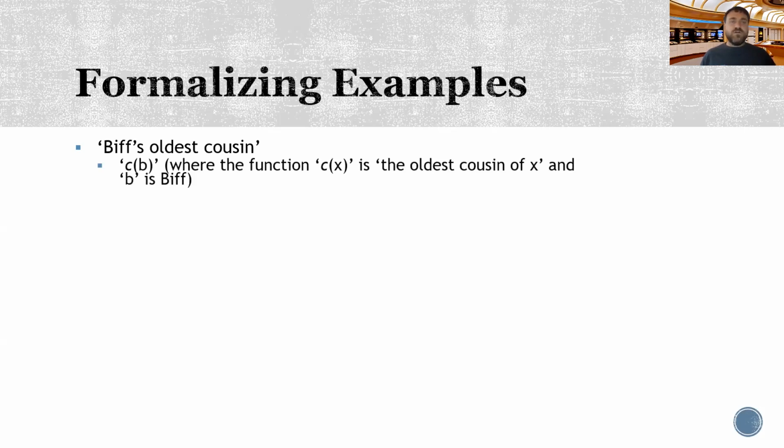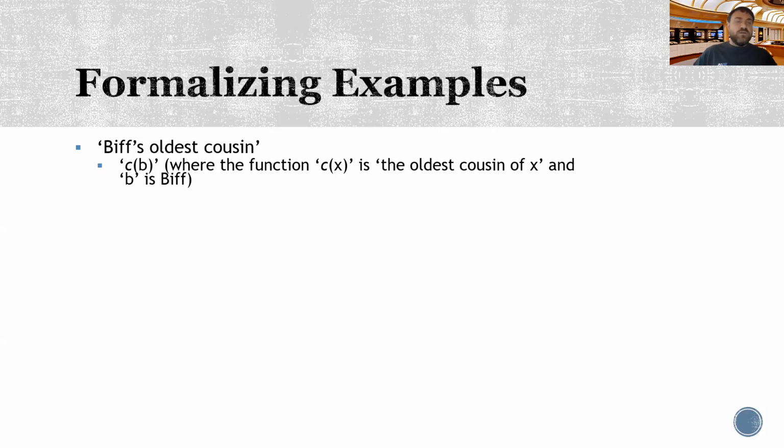And so here's some examples of formalizing where you would want to use a function in your formalizing. So, for example, if you want to talk about Biff's oldest cousin, so if you want to say, like, Biff's oldest cousin jumped out of an airplane, then you'd have "blank jumped out of an airplane" as your predicate, and then Biff's oldest cousin is going to have to go in there as the subject. Now, you could, under some circumstances, just simply put a lowercase letter in there, but we can be more precise if we use a function. So the idea is you can use the C function, where the function C is the oldest cousin of whatever its input is, and then B as a lowercase letter is Biff, right?